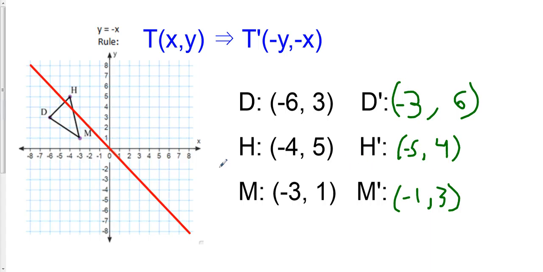So let's check and make sure those actually look correct. M prime was at -1, up 3. D prime was at -3 and up 6. And H prime was at -5 and up 4. And yes, it does look like this is, in fact, just a perfect reflection over that red line. The whole thing just switches around, and that would now be our reflection given these points.